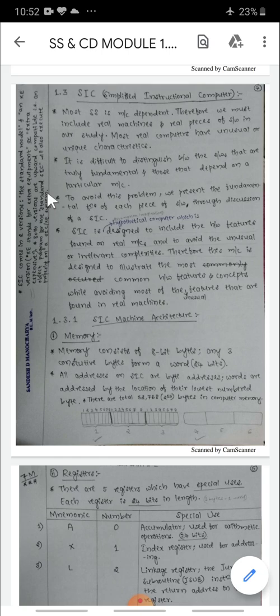SIC comes in two versions. One is the standard version, that is simplified instructional machine or simplified instructional computer. The second version is an XE version, that is a simplified instructional computer with extra equipment or extra expensive. These two machines are upward compatible.